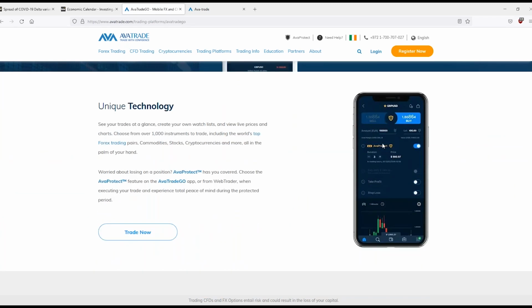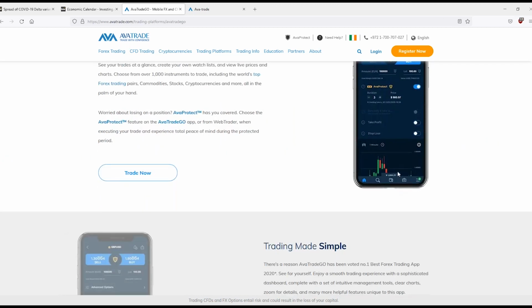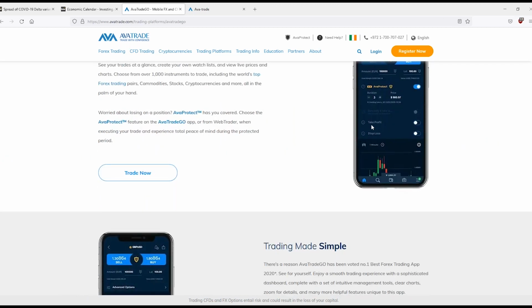And there you see AvaProtect. You can protect against losses for a small premium for defined time periods. You also can program take profit and stop loss, and it will tell you right next to the price that you program your take profit or stop loss. It'll tell you exactly in your account currency what your potential profit is to that price and what your potential loss is to the stop loss price based on your trade size and the price you enter.